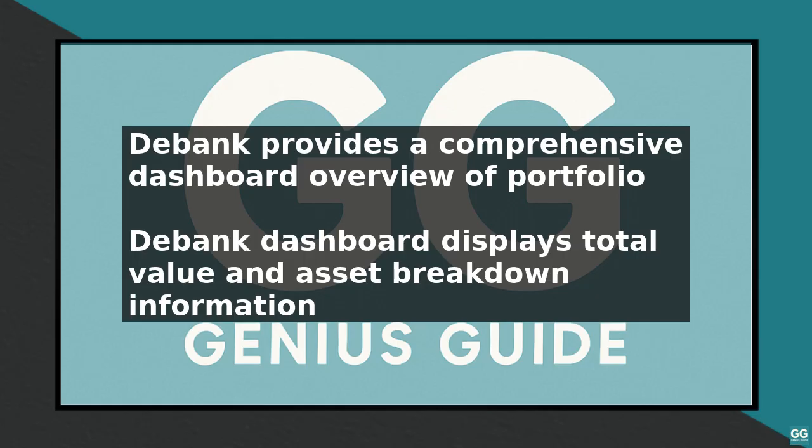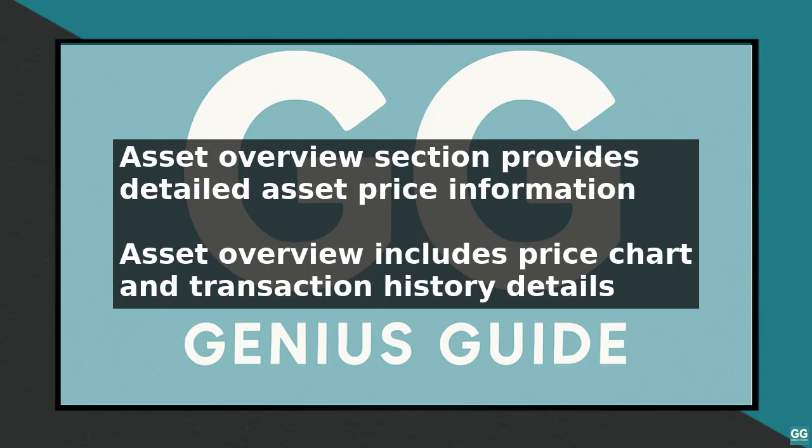Next, let's look at the asset overview. This section provides detailed information about each asset in your portfolio, including the current price, balance, and value. You can also view the asset's price chart and transaction history.